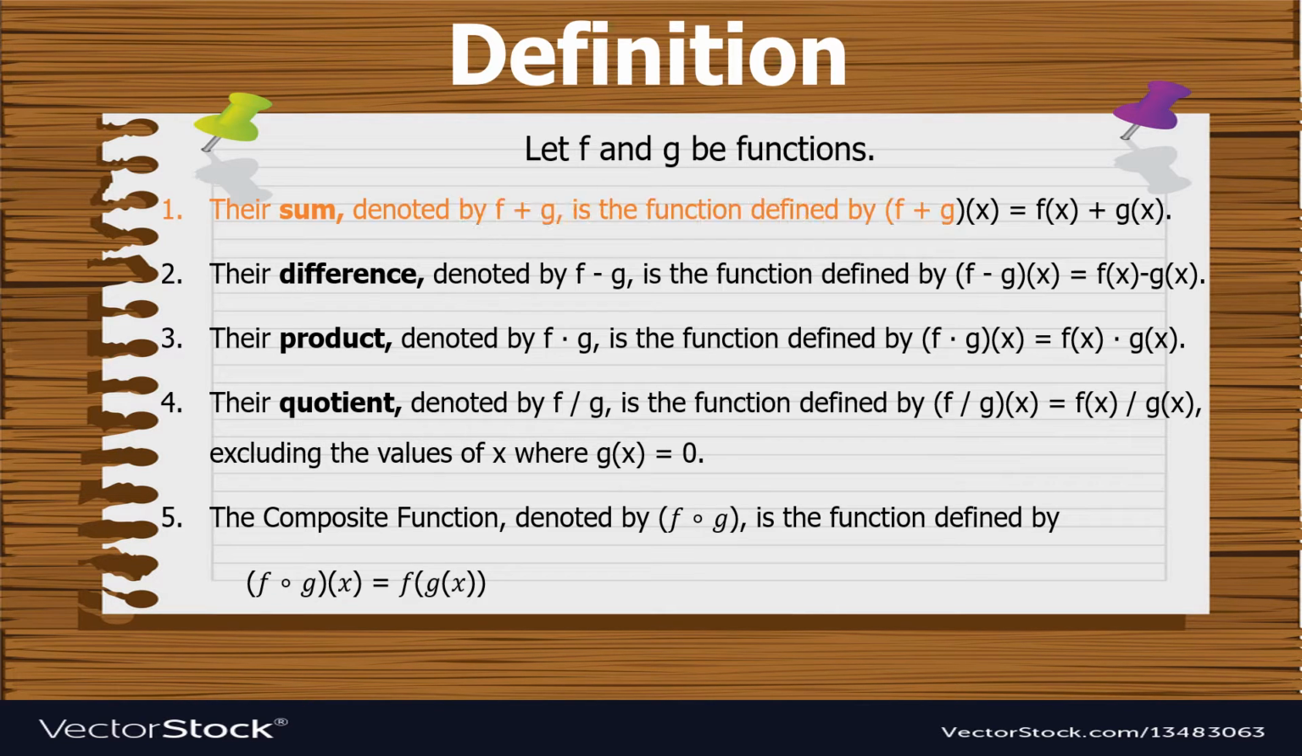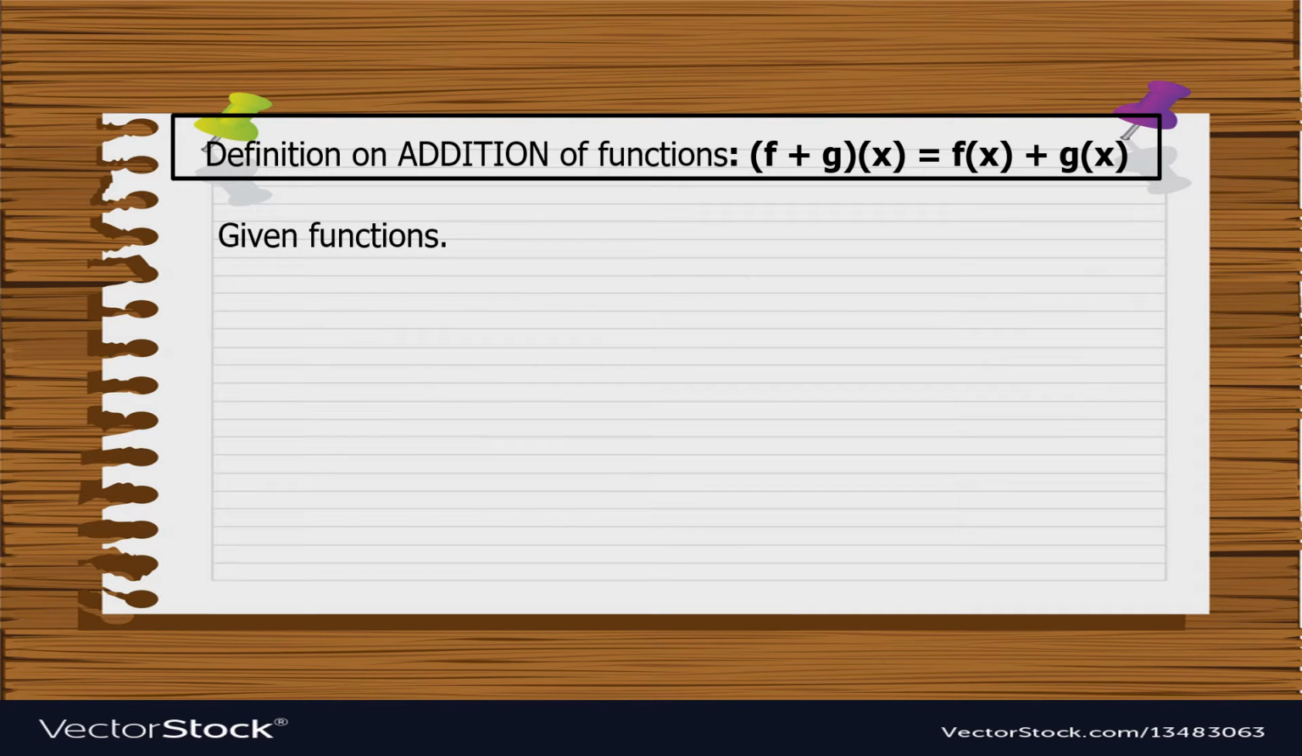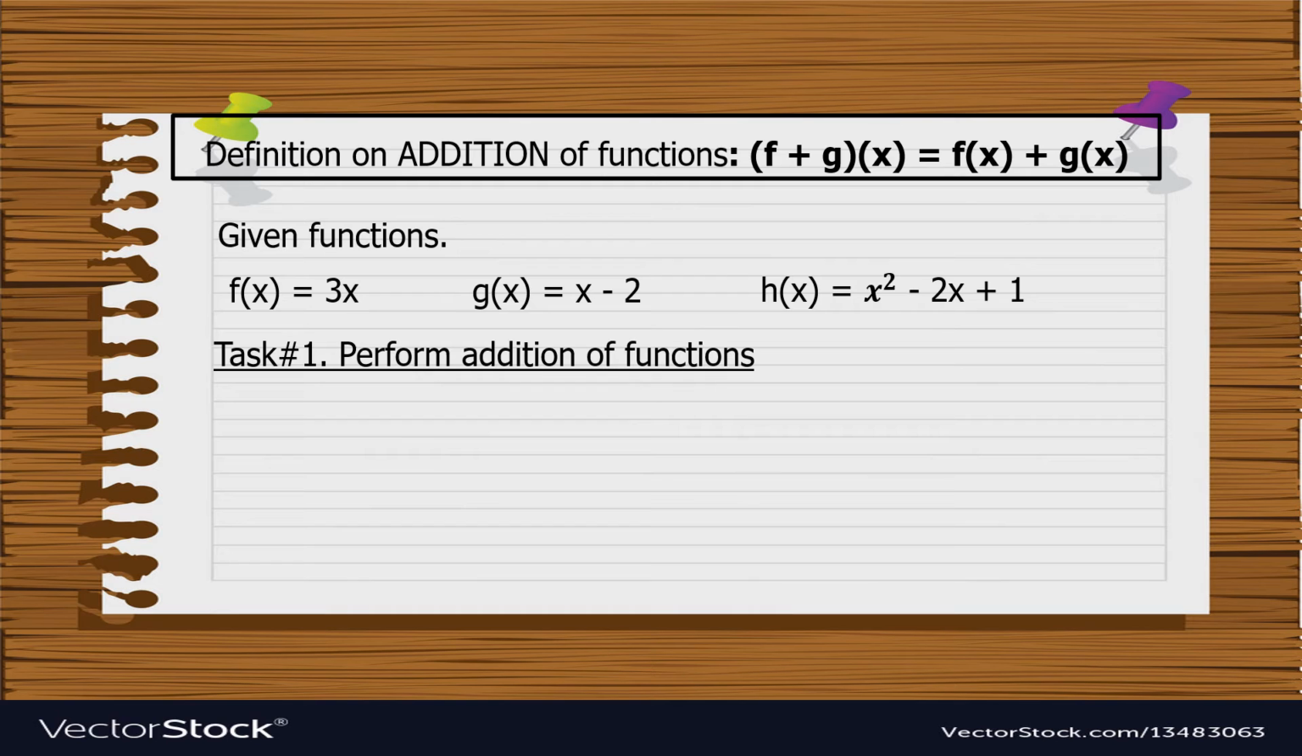First, we will be discussing about the sum of two functions, denoted by f plus g of x equals f of x plus g of x. So, let us have these functions. F of x equals 3x, g of x equals x minus 2, h of x equals x squared minus 2x plus 1. Task number 1.